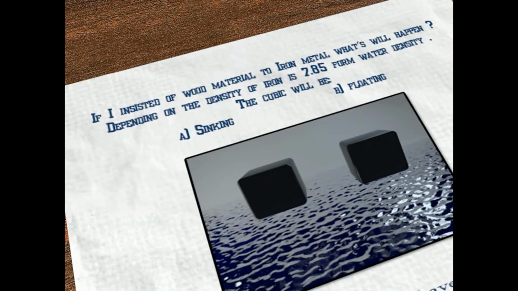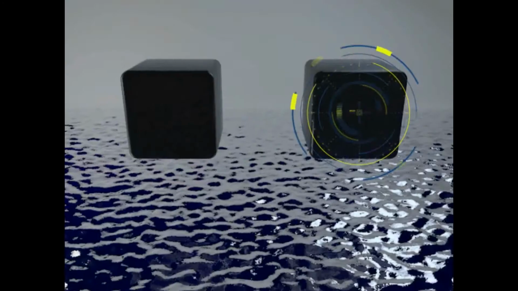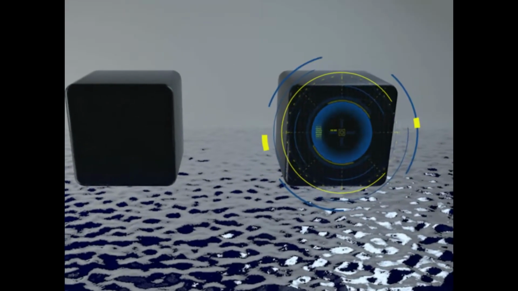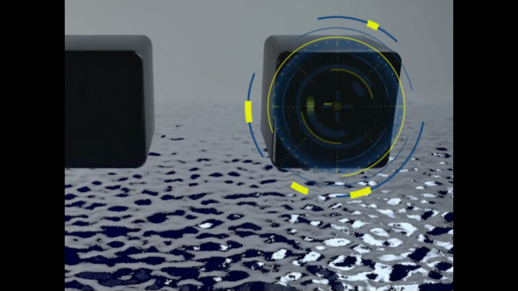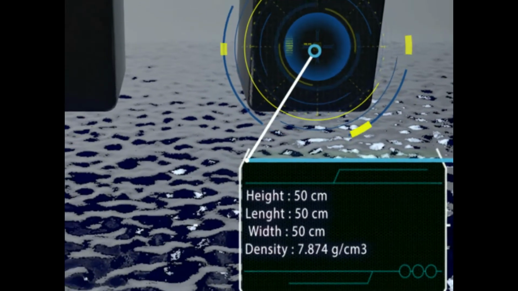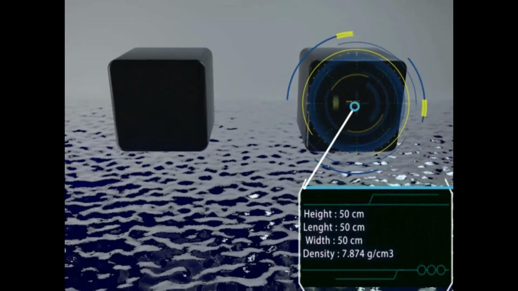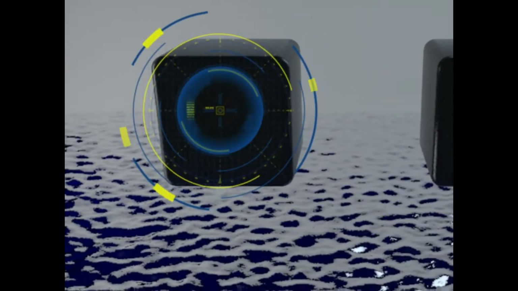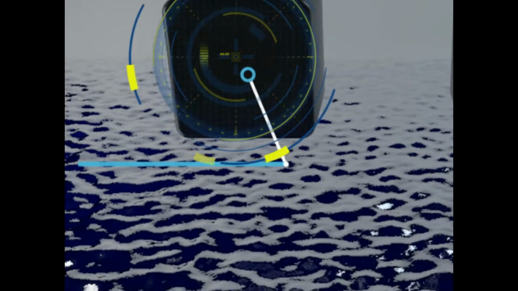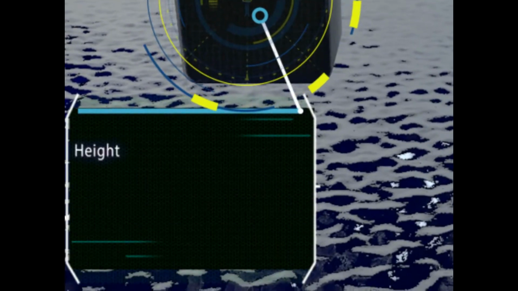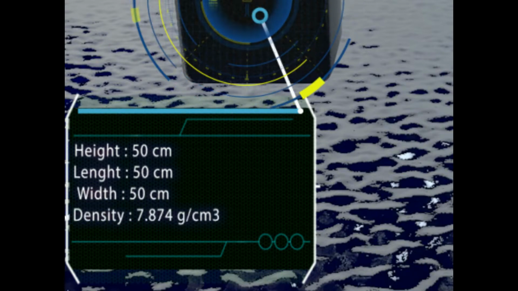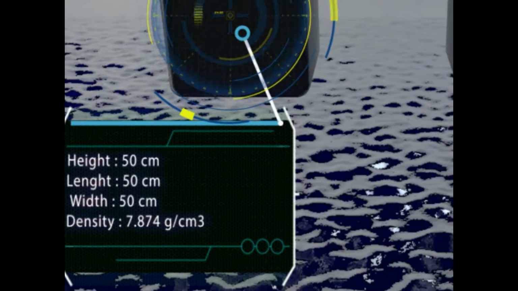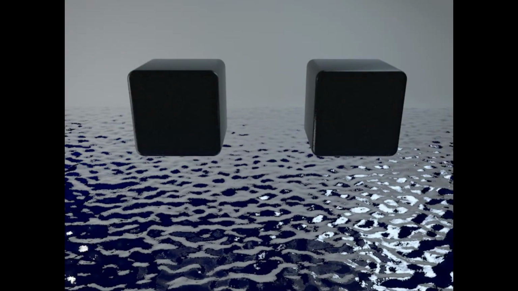Oh, we have 2 cubes. I think we must scan them to know their main properties, to know what will happen when the cubes fall in water. The two cubes are the same. Then let's go and calculate it.